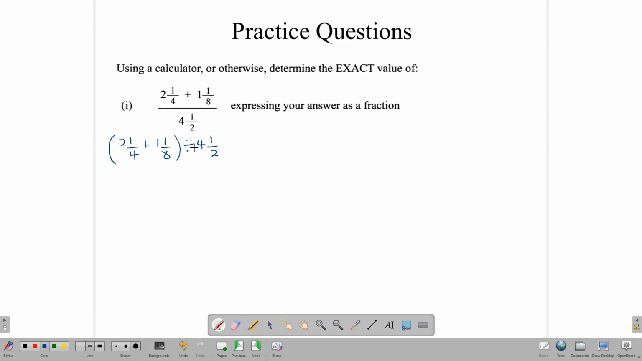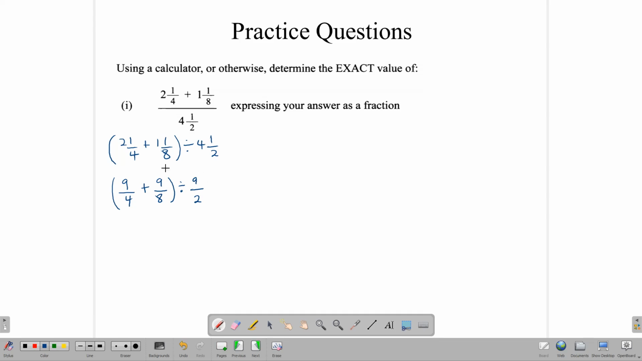Now, notice that these are all mixed numbers, and since we're going to divide, it might as well just turn all of them into improper fractions. So let's go ahead and write them as improper fractions. Now, remember, to change a mixed number to an improper fraction, what you do is that you multiply the denominator times the whole number, and then you add the numerator. So we go 4 times 2, that's 8, and 8 plus 1 gives us 9. We have 9 over 4, plus 8 times 1 is 8, and 1 is 9, that's 9 over 8, divided by 2 times 4 is 8, and 1 is 9 over 2.